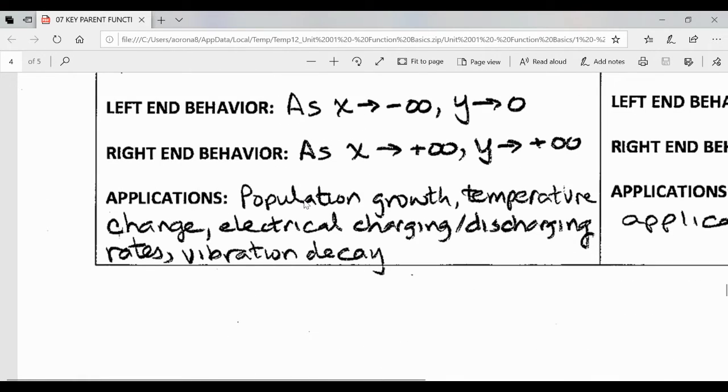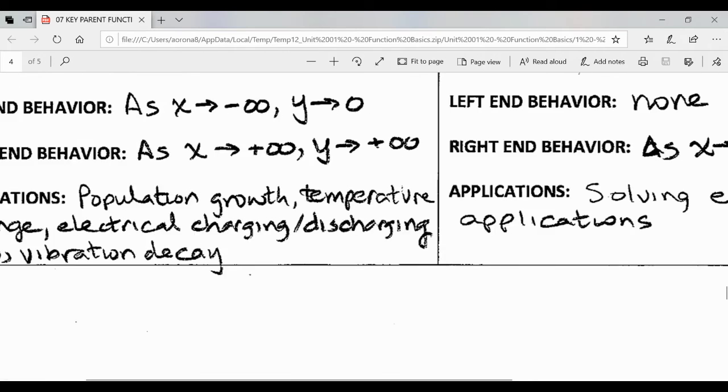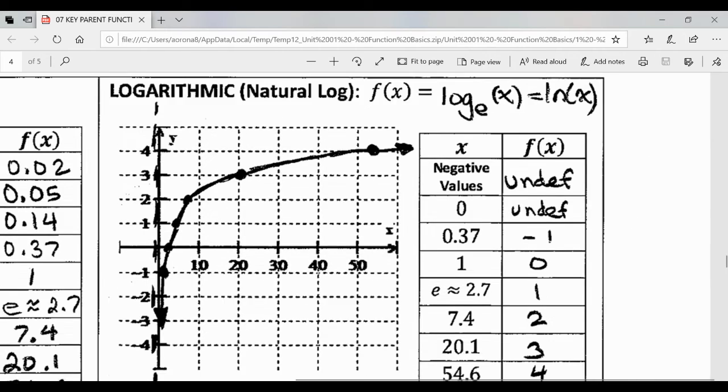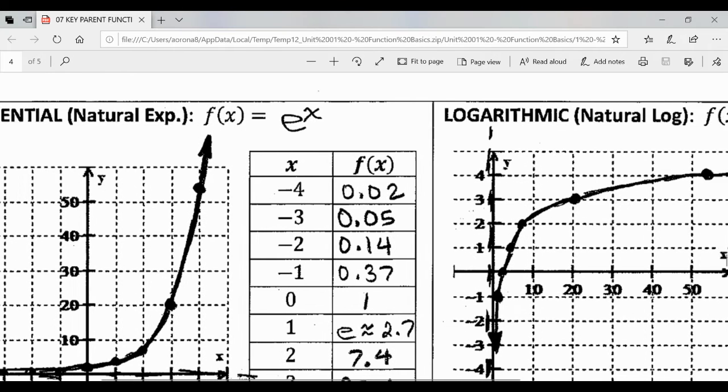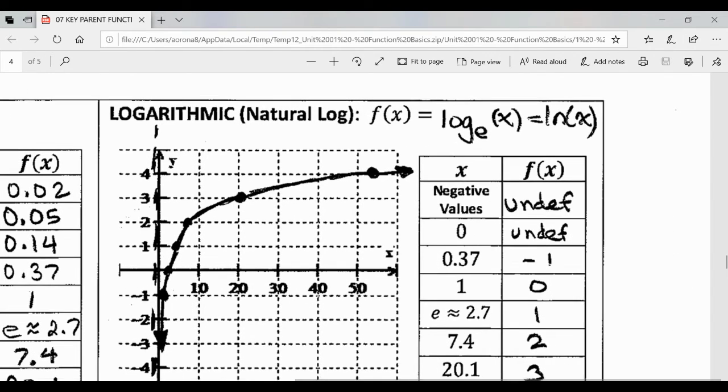Applications include population growth, temperature change, charging, discharging rates, etc. This has a lot of application with bacteria growth as well. So lots of different behaviors we can see with exponentials. And we have the inverse of exponentials, which is a logarithm or logarithmic function. And this one looks kind of like a sideways version of this guy. Okay, so there are our values.